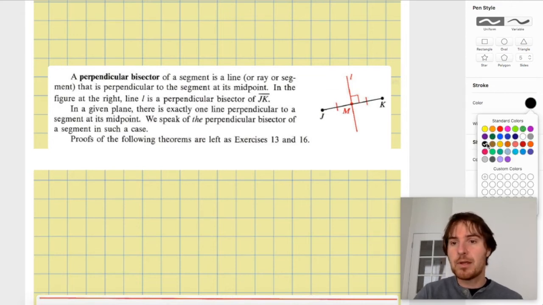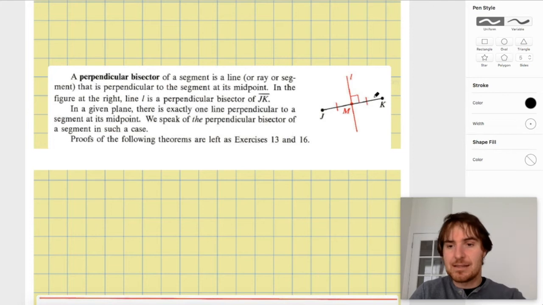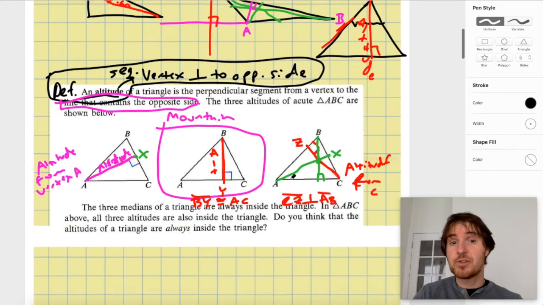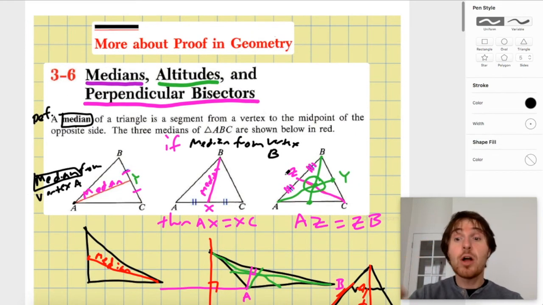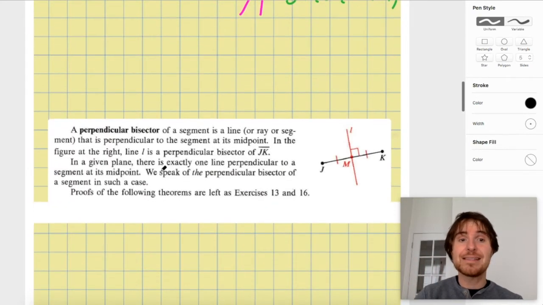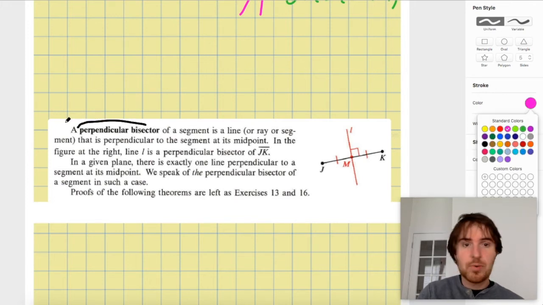All right, so perpendicular bisectors. A perpendicular bisector of a segment is a line. It could also be a ray or a segment. Basically, it's a line though, or a subset of a line. But anyways, it's a line that's perpendicular to the segment at its midpoint. So we've been talking about this in terms of triangles so far because a triangle does have 3 medians. It has 3 altitudes. It also has 3 perpendicular bisectors, but a perpendicular bisector is defined for a segment, okay? So you should probably say perpendicular bisector of a segment.